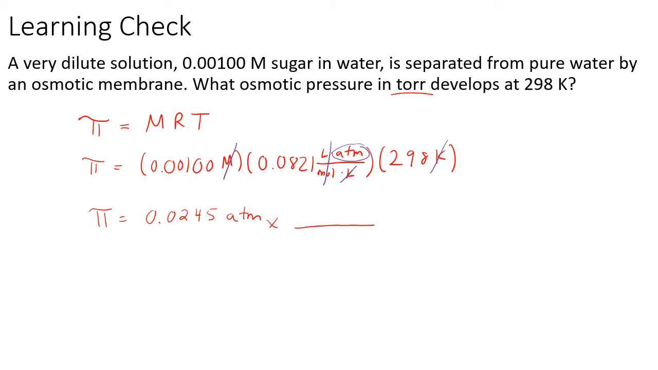And the question asked for it in units of torr, so we can use our conversion factor between atmospheres and torr. 1 atm is equal to 760 torr. Then our units of atmospheres will cancel, and we'll end up with 18.6 torr for our osmotic pressure.